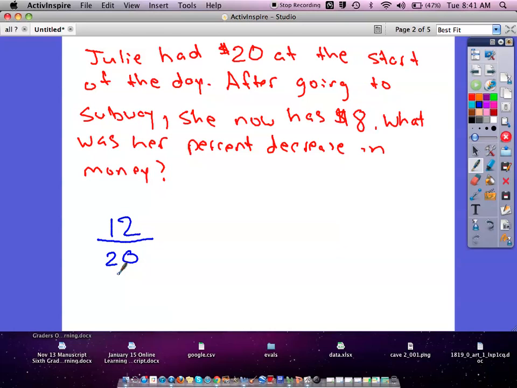So here are our numbers right here. This on the top is the amount that she decreased. This is the actual number of decrease. This is going to be the number before the decrease. So now we just have to divide those out.